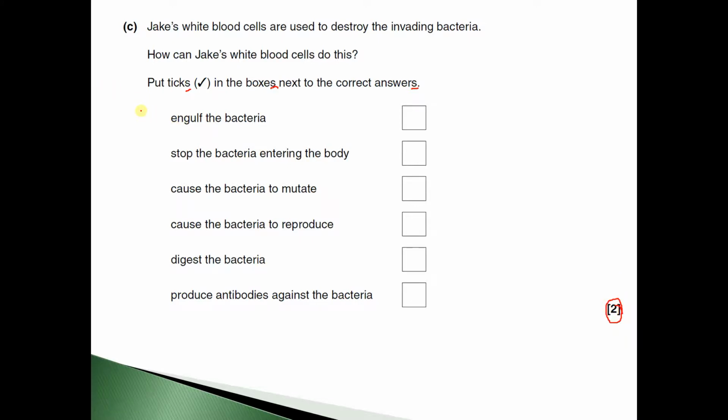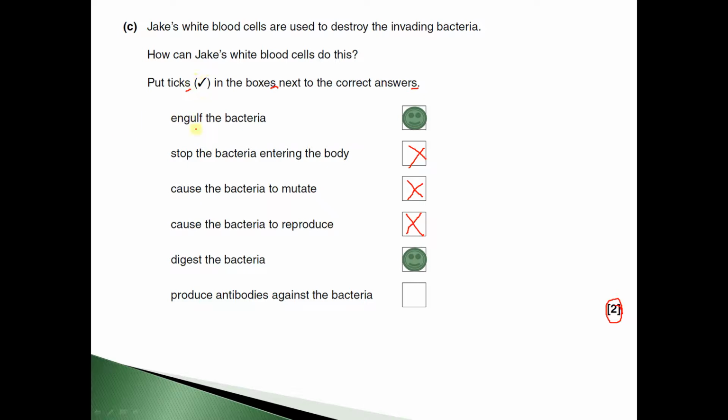So how can white blood cells work? Well, they can engulf the bacteria, the large macrophages or phagocytes. Can they stop bacteria entering the body? No, that's the job of your skin. That's not a white blood cell. Can they cause the bacteria to mutate? No. Can they cause the bacteria to reproduce? Well, that's not great. That means we're going to end up with more bacteria, so that's not correct either. Even if you're guessing, do cross out the definitely wrong answers so that you increase your chance of getting it right.